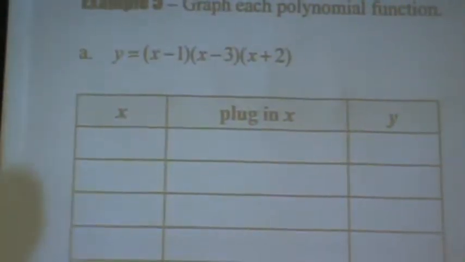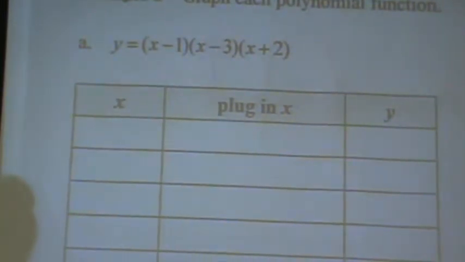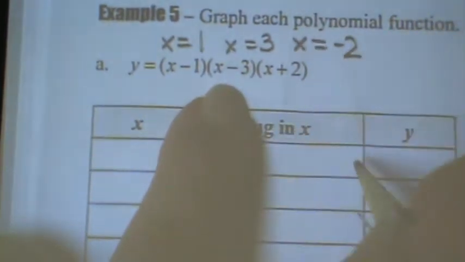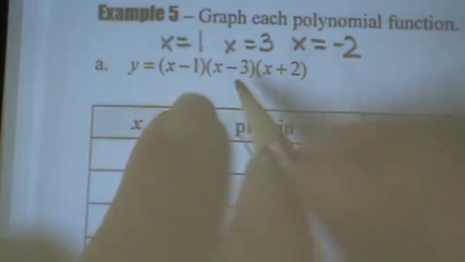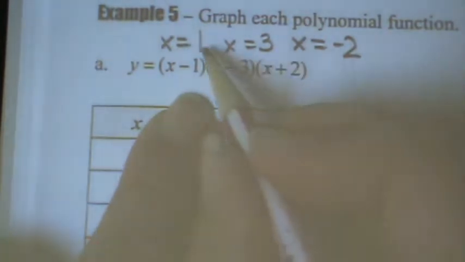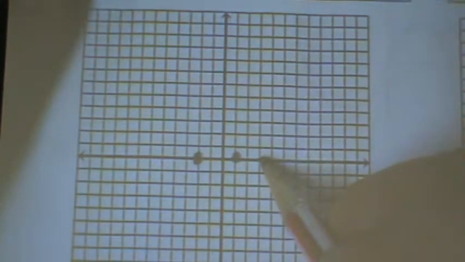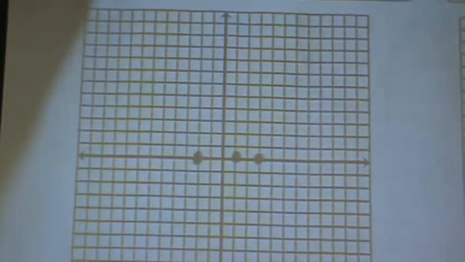If you're asked to graph this, can you tell me your zeros? What are they? 3, 1, negative 3, and negative 2. These are your x-intercepts. These are your zeros. You're going to put a dot at 1, a dot at 3, and a dot at negative 2. So let's do that down here. A dot at negative 2, a dot at 1, and a dot at 3. Did I do that right? Yes, I did. Negative 2, 1, and 3.